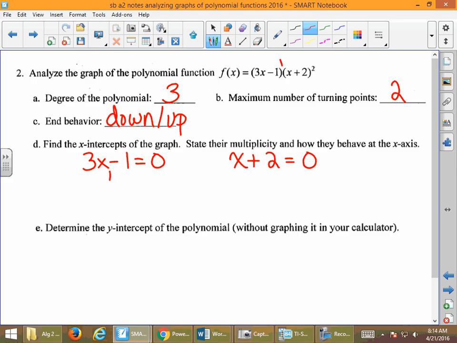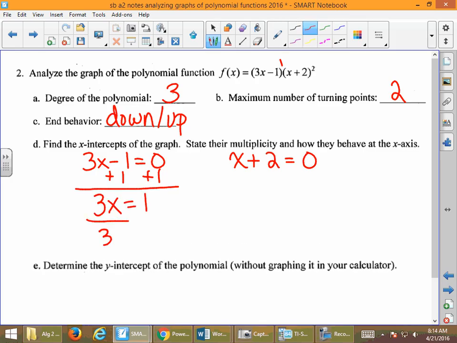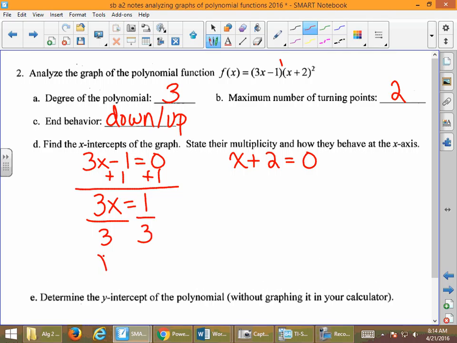And we might have to do a little bit of work over here. We add 1 to both sides. And then we divide both sides by 3. So we end up with x equals 1/3. On our other root, you may be able to look at that one. We're going to subtract 2 from both sides, and we get x equals -2.